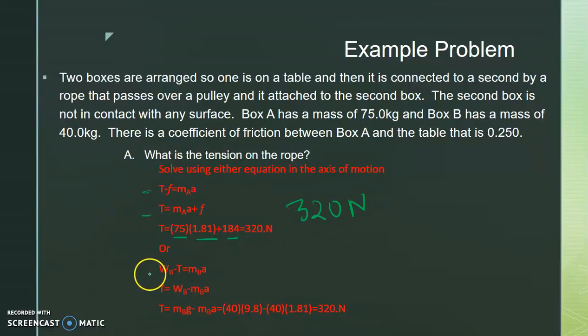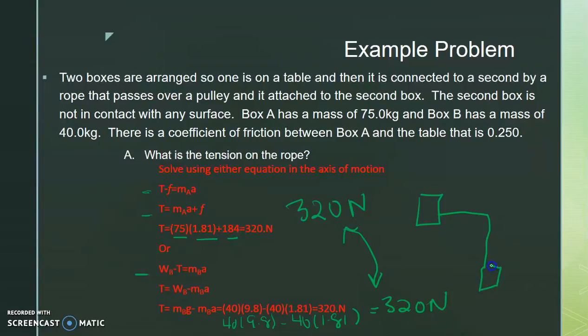Or, for box B, we're going to plug in what we know. 40 times 9.8 minus 40 times 1.81. And we're going to get the same thing. So either way you could solve for the tension of the rope. And we know that these two tensions are going to equal each other because those boxes are not moving. They were stationary.